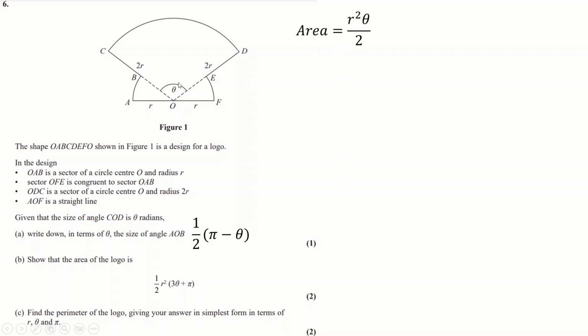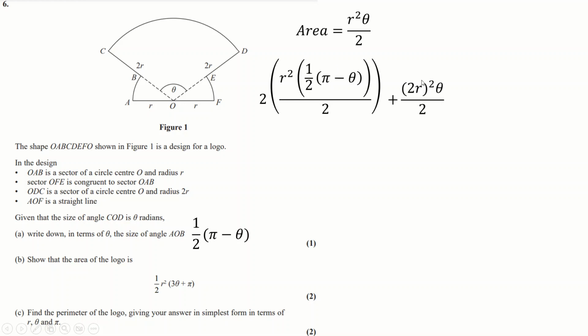Good, show that the area of the whole thing. So we've got 3 sectors to deal with. We've got this one here, which has r as 2r. And then we've got 2 lots here of radius just being r, and then the angle being what we had before, and then of course over 2. And we just need to simplify this up.